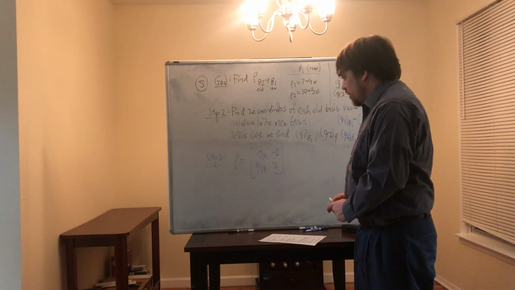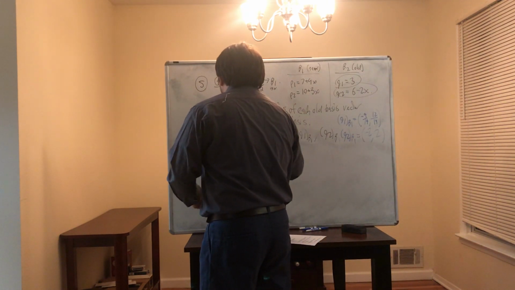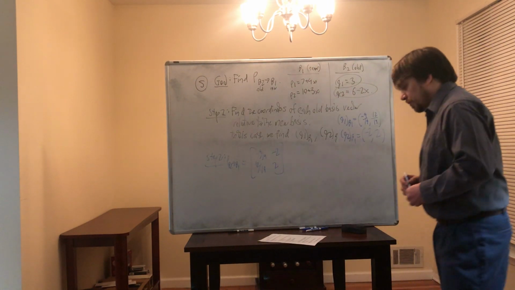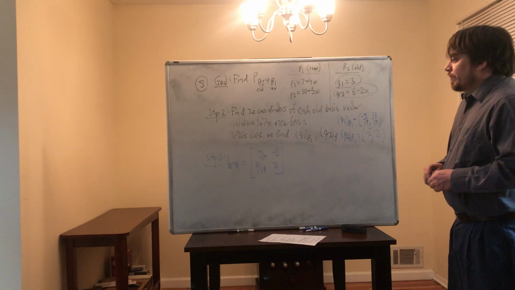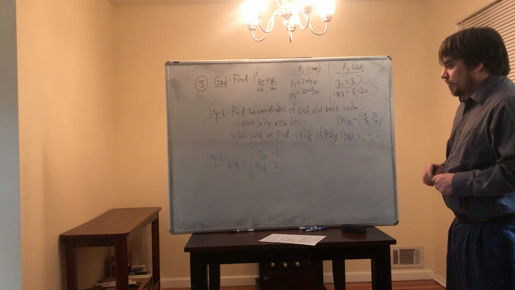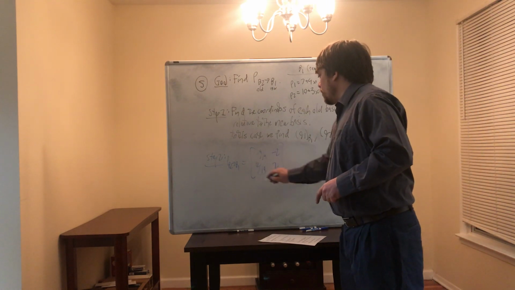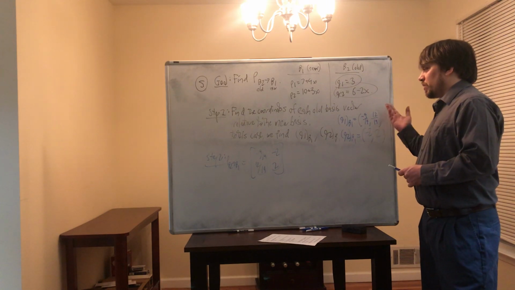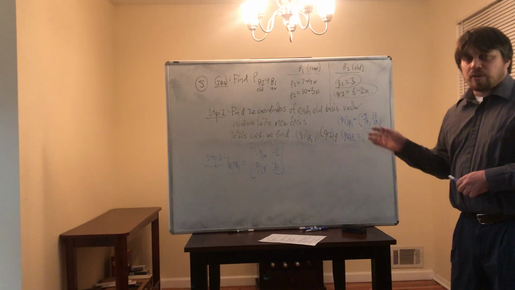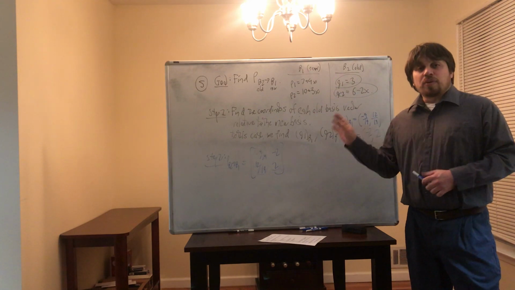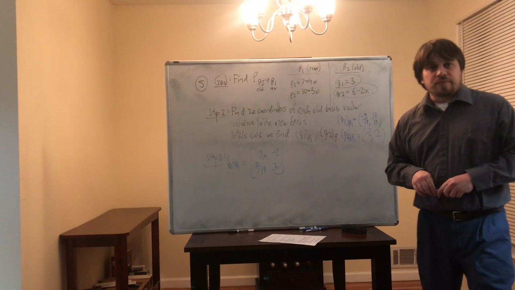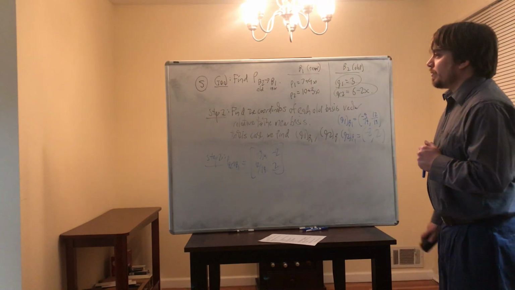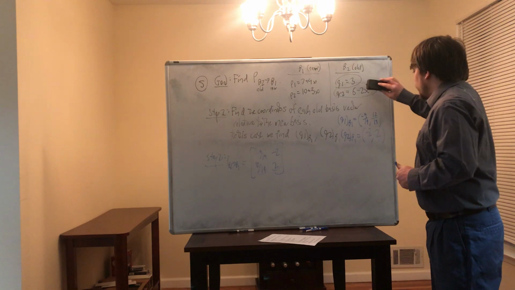Find the transition matrix from B2 to B1. So I'll add the notation here. This is the transition matrix from B2 to B1. That's the answer. The matrix is formed by the column vectors, which are these vectors we got in step 1: the coordinates of each old basis vector relative to the new basis. Okay, so that's number 5. Okay, so now next, number 6.